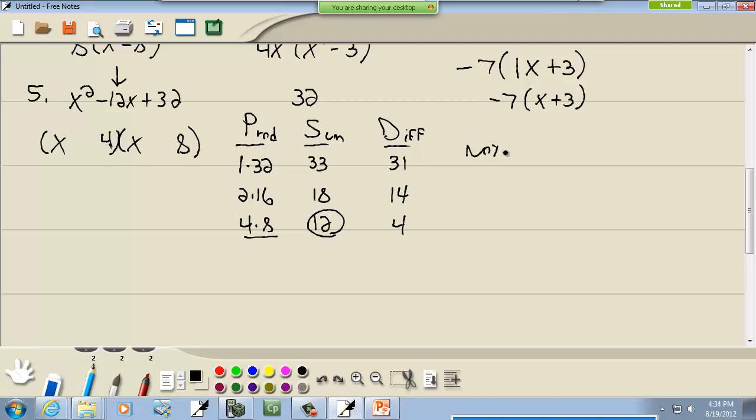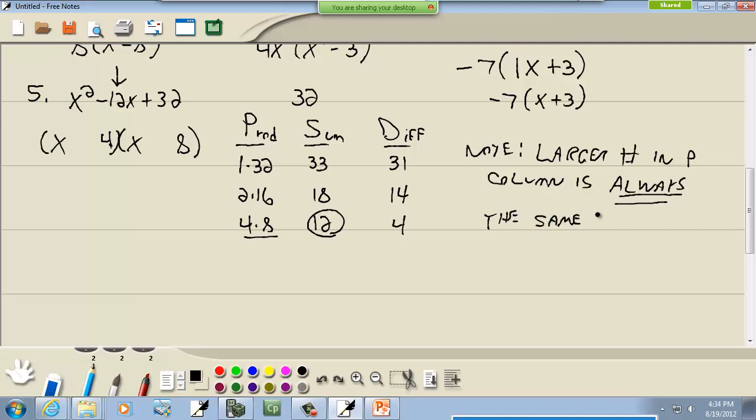Now we have a note that goes along with the PSD. It says the larger number in the P column is always the same sign as the middle term. When I say larger number in the P column, I'm talking about the numbers we're using. So the larger number is 8, and it's always going to be the same sign as the middle term. Middle term was negative, so this will be a negative 8.